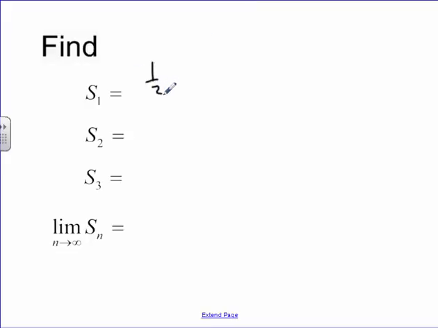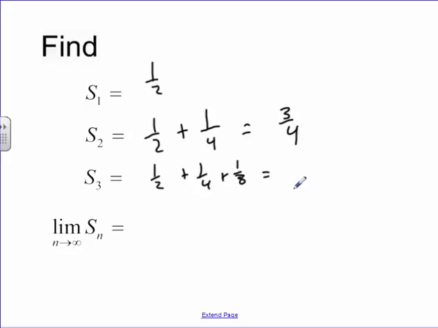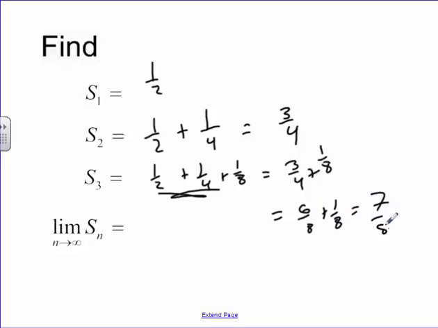So your first term, S1, is just 1/2. We're done. That's all we got. S2 means sum up the first 2 terms. So you have to take a half and add a quarter. And hopefully you're fairly good at doing those fractions in your head. That's 3/4. Well, then S3 is 1/2 plus a quarter plus an eighth. I just did the first two as 3/4. And if I add to that an eighth, another way of approaching that would be to say that you have 6/8 plus 1/8, giving you 7/8.